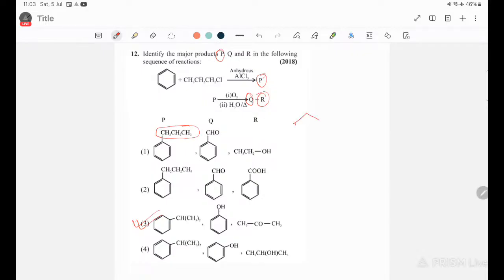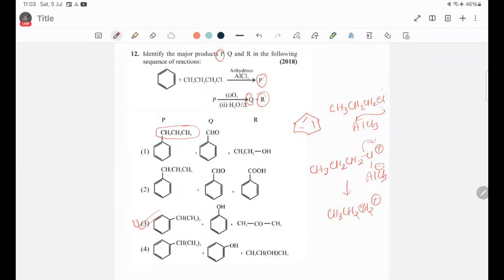So what is happening here? See that this is the benzene ring. When CH3 CH2 CH2 Cl attacks the AlCl3, the lone pair of the chlorine atom will attack the aluminium. So it will be CH3 CH2 CH2 Cl, then AlCl3, which will be negatively charged, and the chlorine is positively charged. Then this bond will be broken and it will form CH3 CH2 CH2 plus.